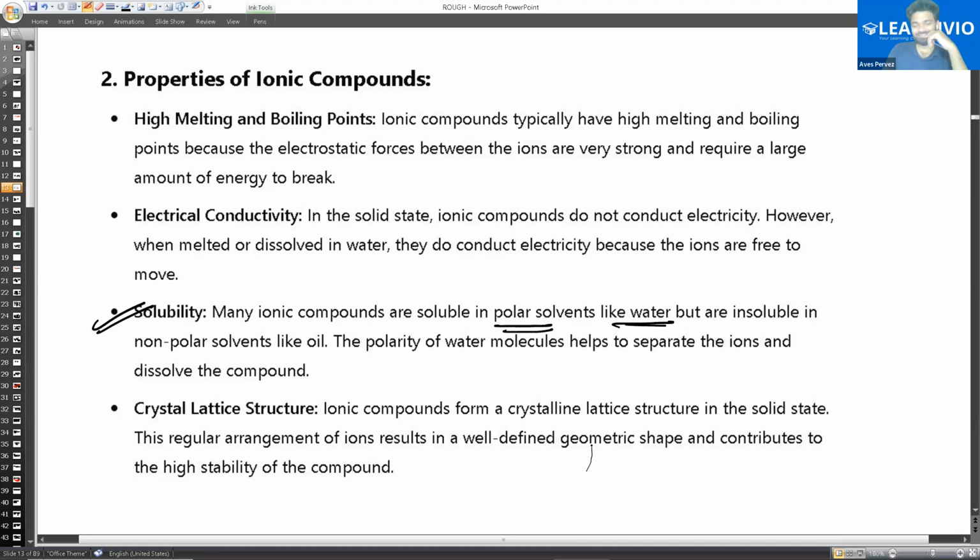Only the headlines. These are very simple. Just write these two in detail, the others you leave. Ionic compounds are soluble in polar solvents like water, but insoluble in non-polar ones. So you have to write it up to here.